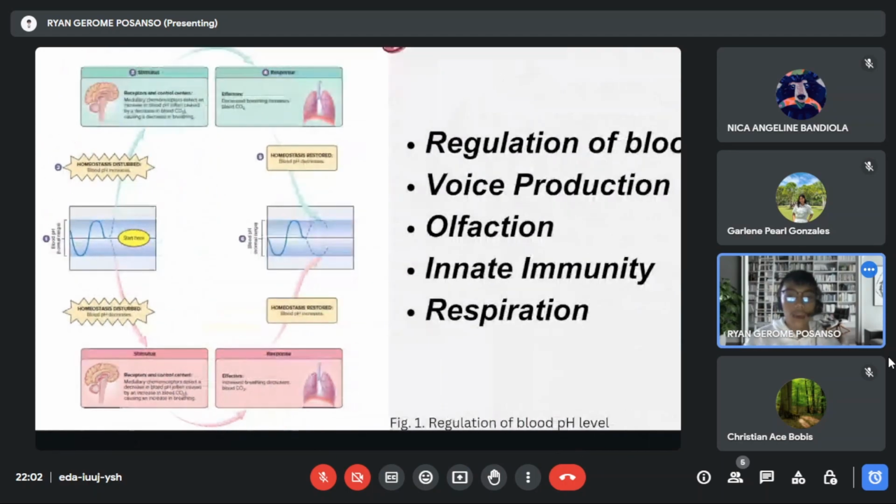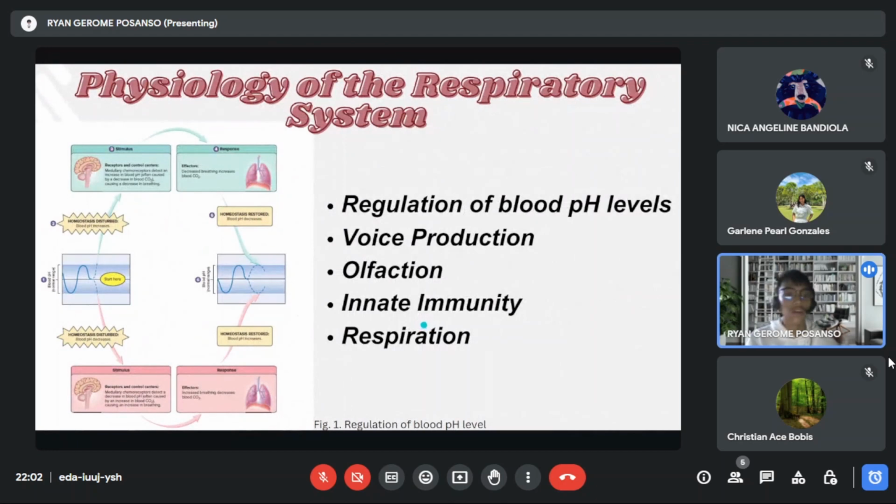Other functions of the respiratory system include voice production, olfaction, innate immunity, and respiration, which is the main process that the respiratory system carries out.